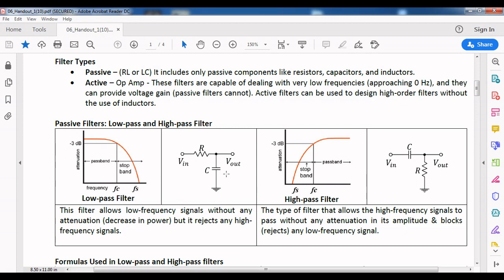So depending on the value of the resistance and capacitance here, we would be able to determine the critical frequency. By the way, I just have to reiterate, the critical frequency is the frequency in which the gain of the signal would be half. Okay?